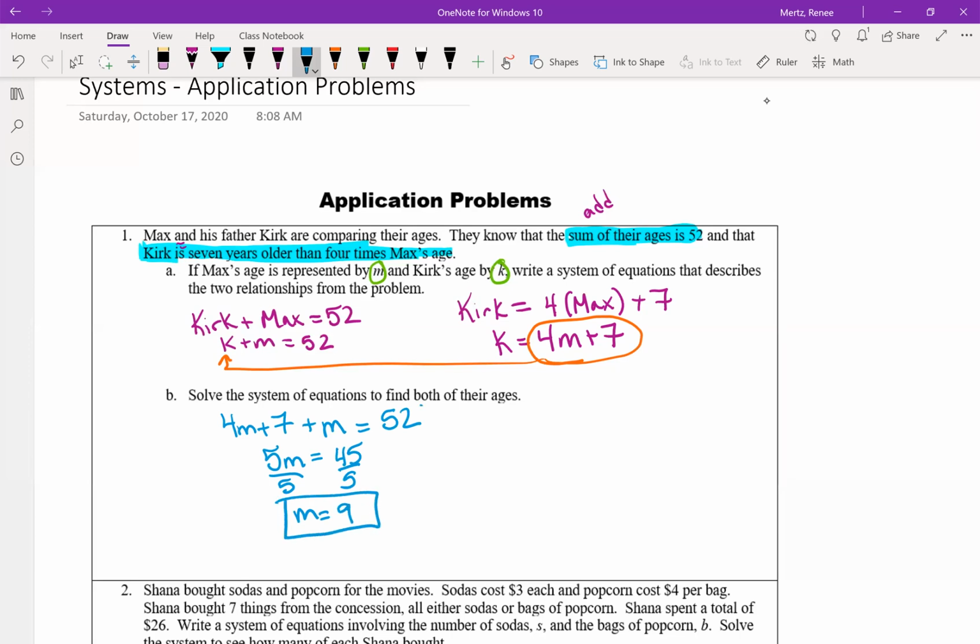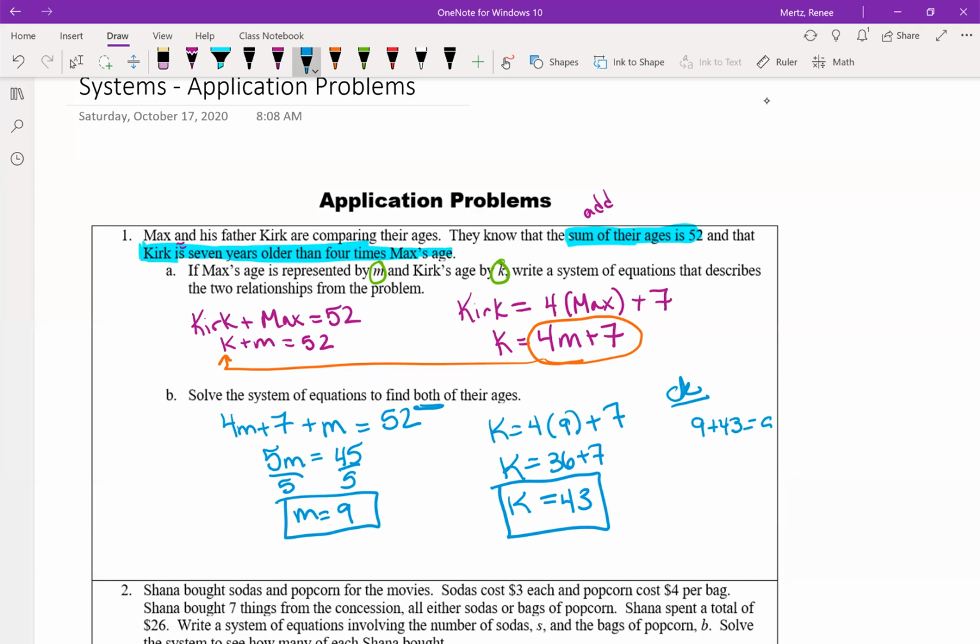Find both their ages. So far we found Max, so now we have to find Kirk. Kirk is equal to 4 times Max plus 7, so 4 times 9 plus 7. So Kirk is equal to 36 plus 7, or Kirk is equal to 43. If I wanted to do a quick check, I would make sure that 9 plus 43, Max plus Kirk, is 52. 52 equals 52. So we did it right.